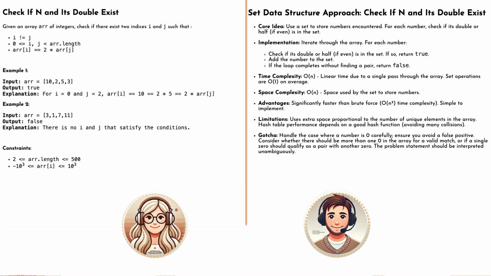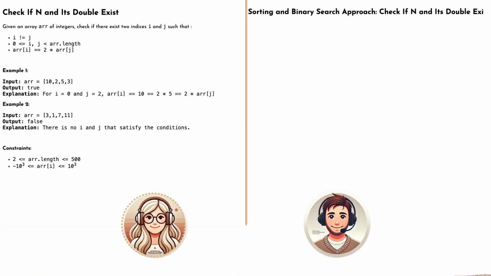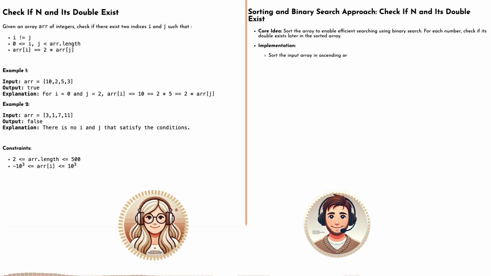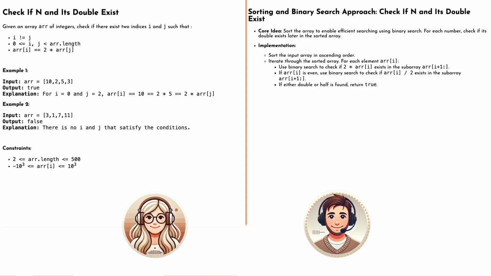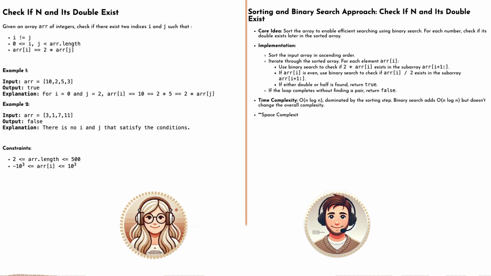But hey, we're just getting started. There are even more clever approaches out there. I'm intrigued. Tell me more. Well, one approach combines the power of two classic algorithms, sorting and binary search. Wait, sorting? How does sorting help us find doubles? That's where the magic happens. Once we have a sorted array, we can use binary search to find the double of a number super efficiently.